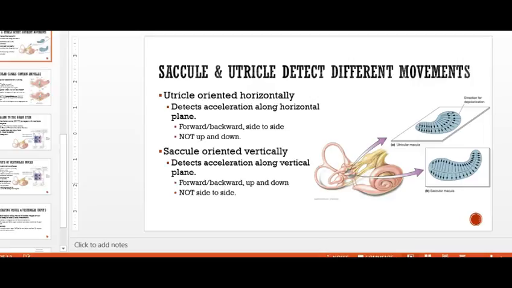And it kind of says all that here too. Not up and down, but that's why. That's the explanation.